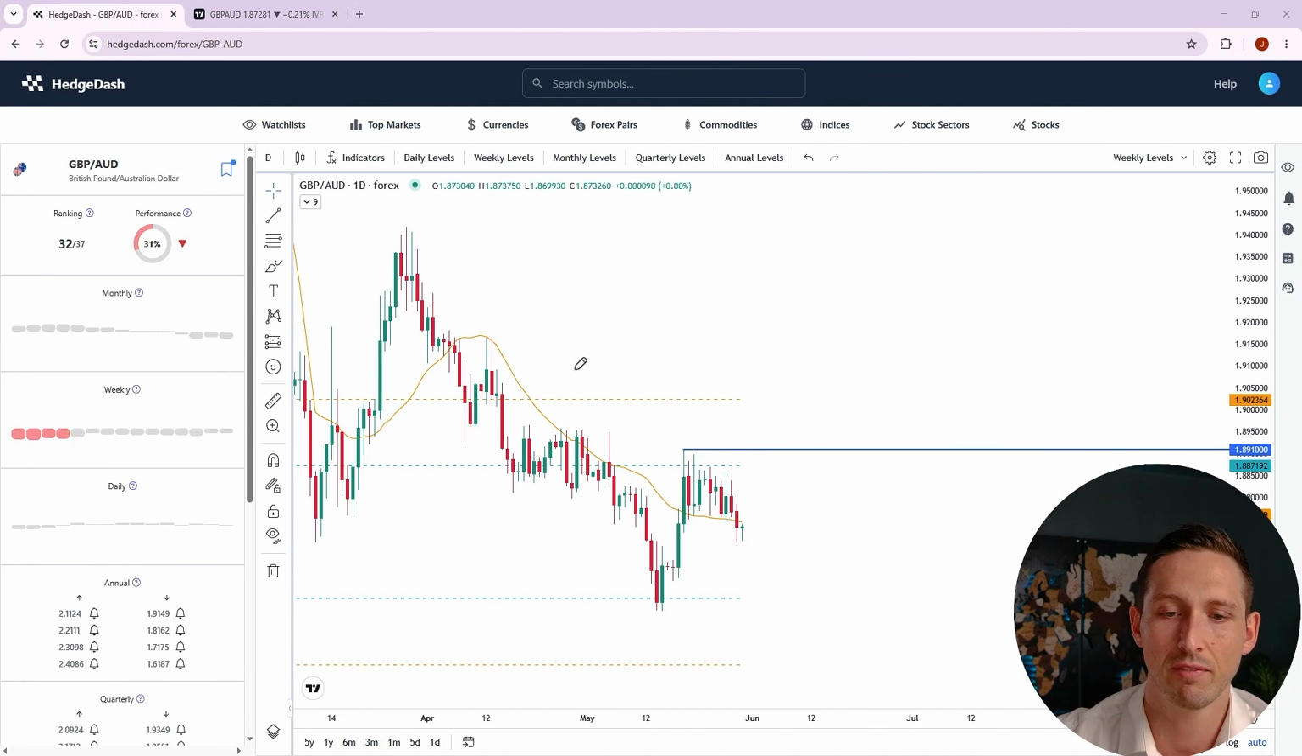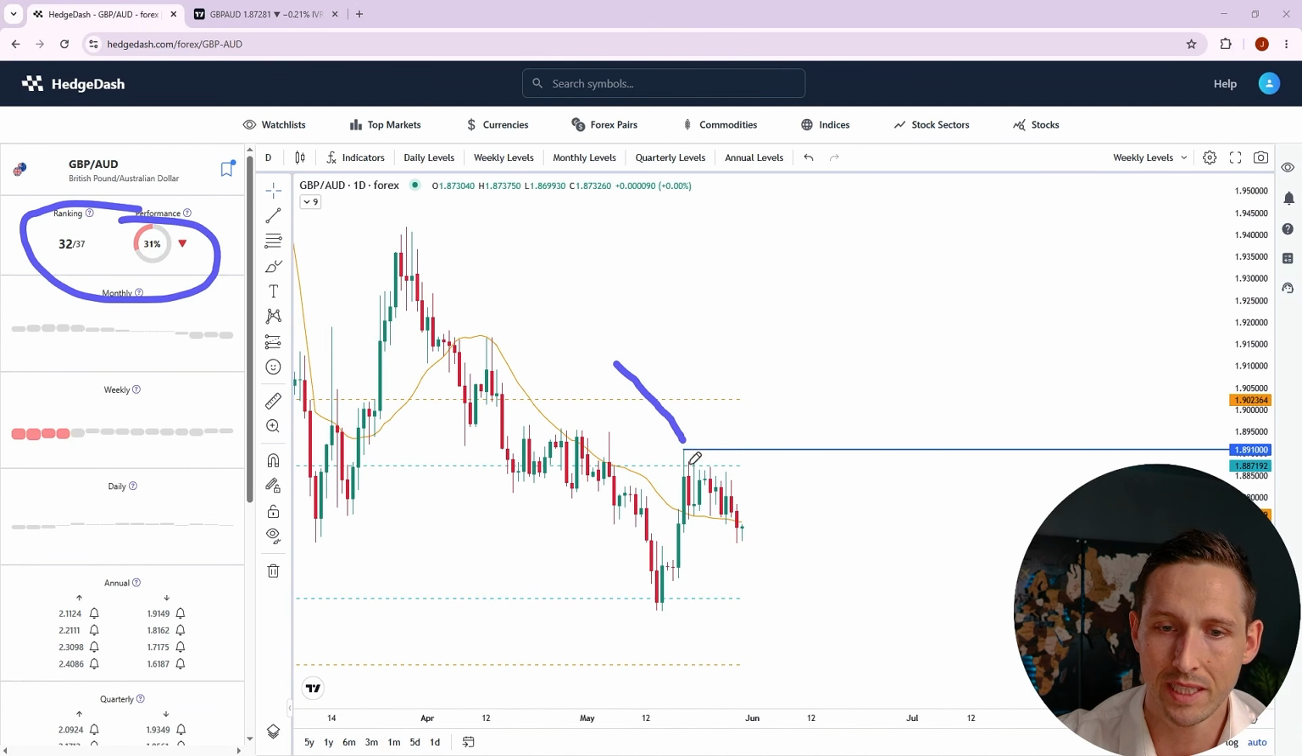GBPAUD, this is a very straightforward one. This is a market I'm looking to be short. And we have a really nice key area of resistance inside the sell zone, which starts at the 1.88719. So going into next week, I would like to see this push up and ideally take out the prior high. This is where I'd be looking for a short.